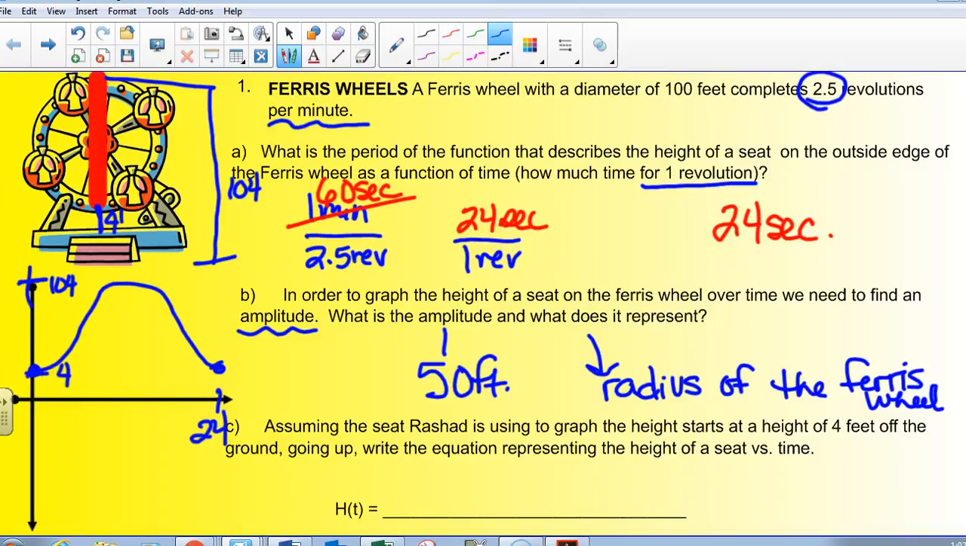Okay. Can you guys do the equation from there? Max plus min divided by 2 will find you the midline. Max minus min divided by 2 will find you the amplitude. The period's 24 seconds, so B will be 2 pi over 24 or pi over 12. Needs a vertical shift but not a phase shift as long as you're doing negative cosine, right?